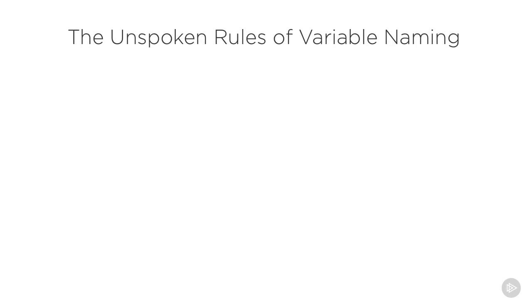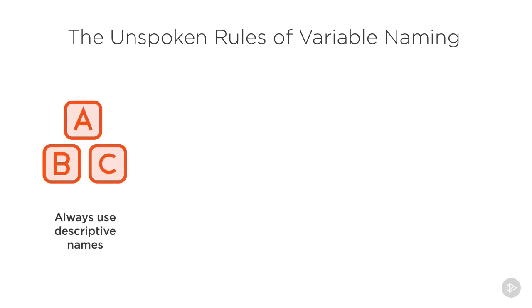Before we proceed any further with variables, I must teach you about the unspoken rules of variable naming. The Brotherhood and Sisterhood of Programmers would revoke my membership if I introduced any new members to our ranks without teaching them these sacred, unspoken rules. First rule, always use descriptive names.